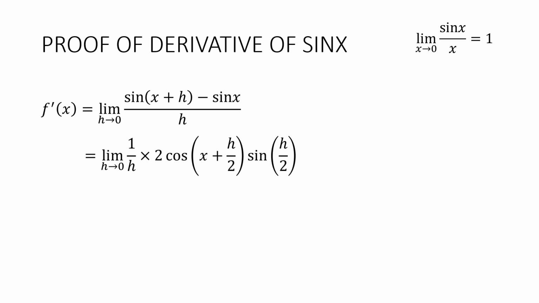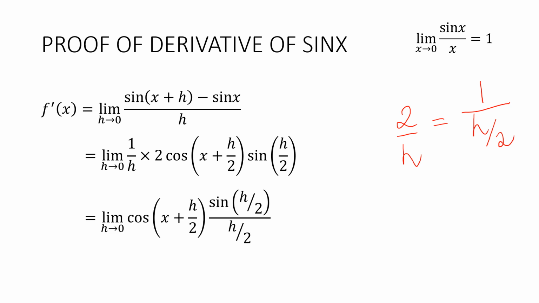So we have 2 on h, and that's actually equal to 1 divided by h on 2. So we can rewrite this as the limit as h approaches 0 of cos of x plus h on 2 multiplied by sine of h on 2 divided by h on 2. And this here is going to equal 1 as h approaches 0. And when I substitute 0 in here, I'm going to get cos x. So the derivative of sine x is cos x.